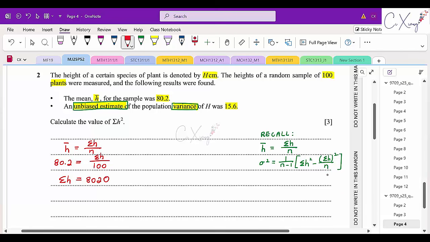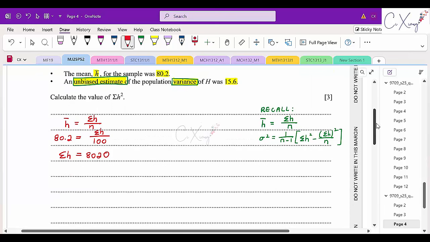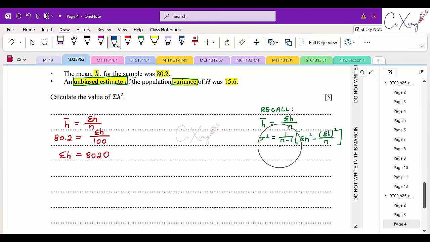Next, I want to use the second formula, the unbiased estimate of the population variance, to get the summation of H squared. So let's start from here. This is the variance, which is 15.6, equals 1 over n minus 1, so it becomes 1 over 99, times the summation of H squared, which is what you want to find out, and then 8020, your summation of H, which you need to square, divided by 100.